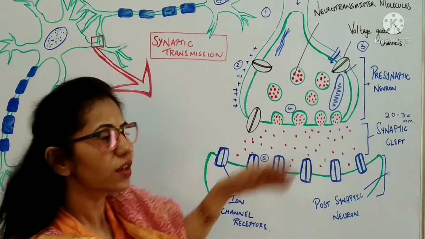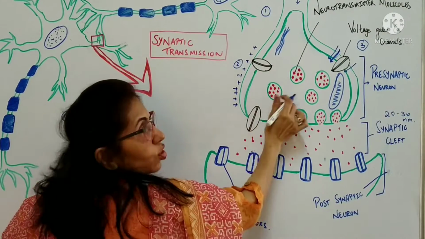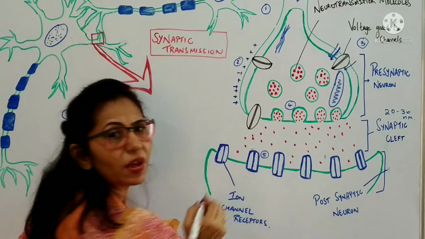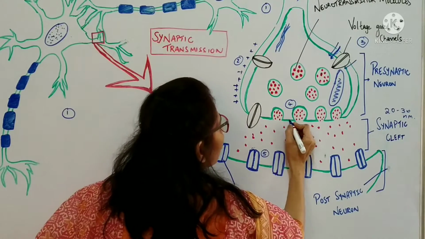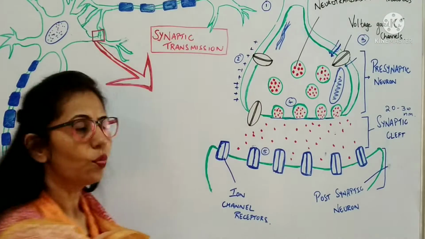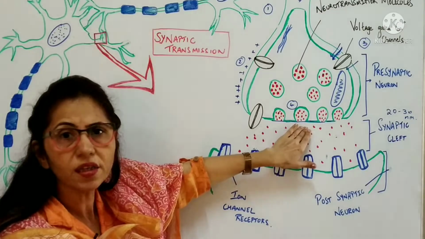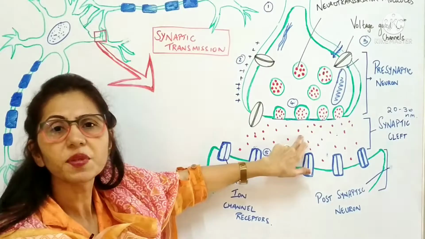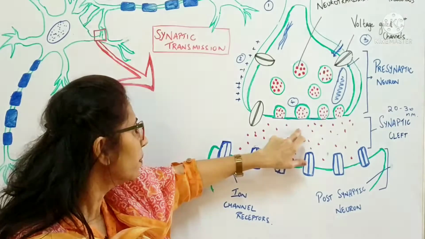Now once calcium influx occurs, it causes fusion of these vesicles on the presynaptic membrane. Now this presynaptic membrane contains the active zones. Now these zones are areas where the synaptic vesicle will bind to this membrane, and from these active sites, the neurotransmitter will be released into the synaptic cleft.